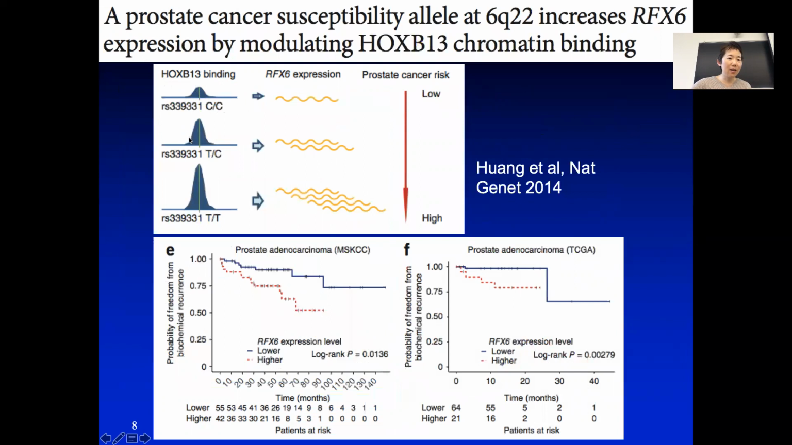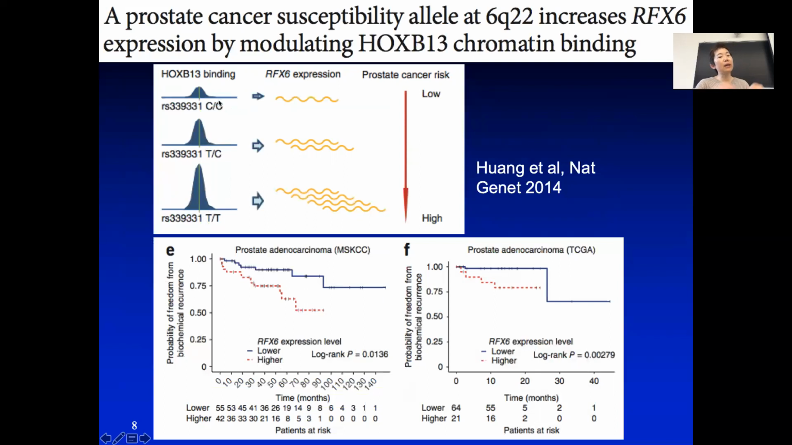When the allele or the genotype is CC, you can see the peak is very weak. If it's TC, then the peak is stronger, but if it's TT, HOXB13 binds much stronger. You can even do ChIP-seq on the patient tumors to see whether the CC, TC, or TT looks different.